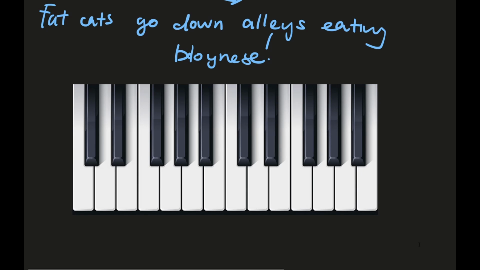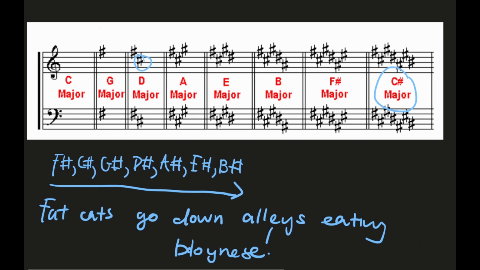Let's look at another example. Well, we can look at F sharp major. Now, F sharp major might be scary. It has 6 sharps, correct? And it may be hard to remember this, but it's actually very simple. So let's do the same exact thing with the example.